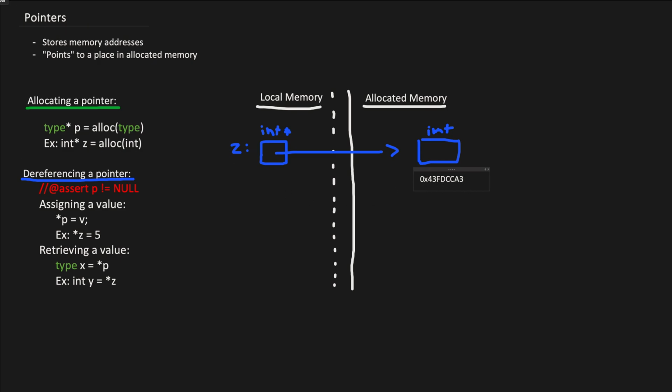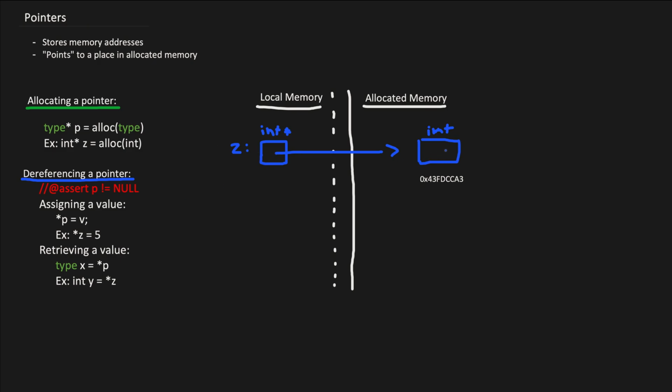So what if we want to assign a value to z or retrieve a value? This is called dereferencing a pointer. So first of all, when you dereference a pointer, you have to make sure that the pointer is not equal to null. And that's very important. So let's say we want to assign a value to a pointer. We can say star, the pointer name, is equal to v to assign the value v to whatever the pointer is pointing to.